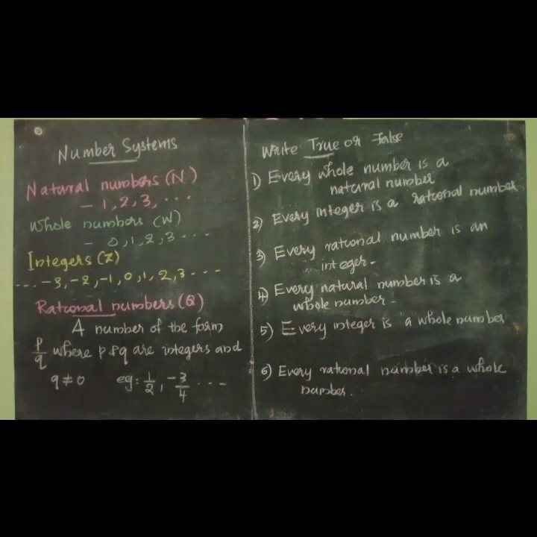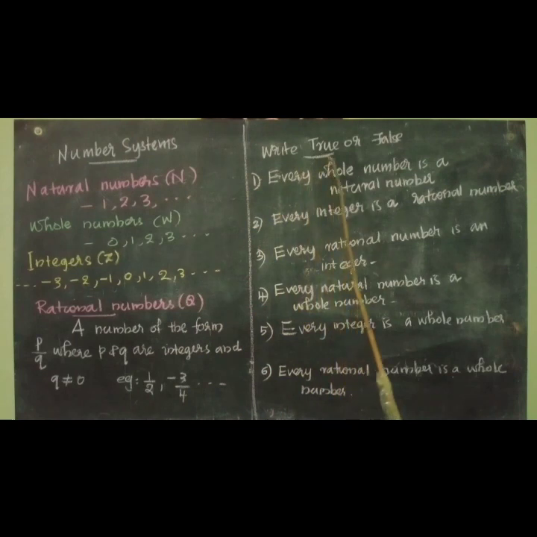are the positive integers. -1, -2, -3, etc. are the negative integers. Next, rational numbers. It is denoted by the letter Q. Q is for quotient. A number of the form p by q, where p and q are integers and q is not equal to 0, is a rational number. For example, 1 by 2, -3 by 4.